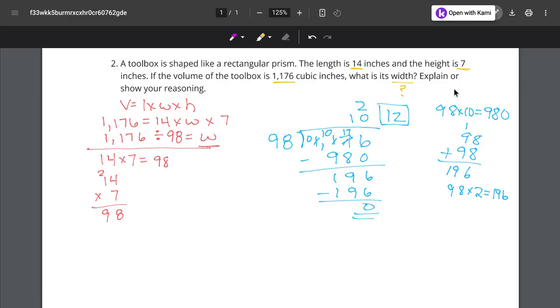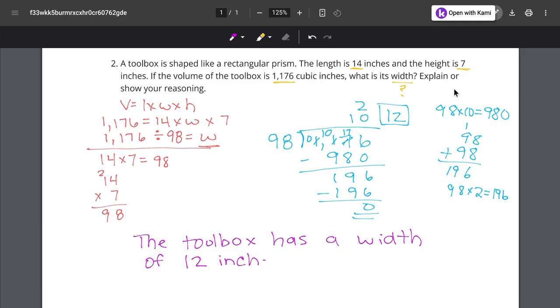So I'm going to write that the toolbox has a width because we were trying to find that particular dimension. It has a width of 12 what? What was the unit that these things were measured in? They were measured in inches, right? So it has a measure of 12 inches.